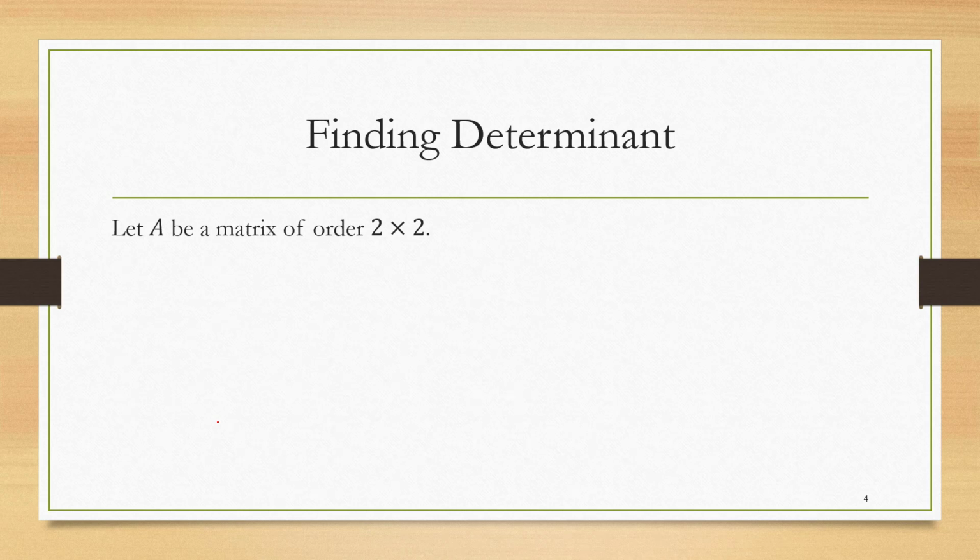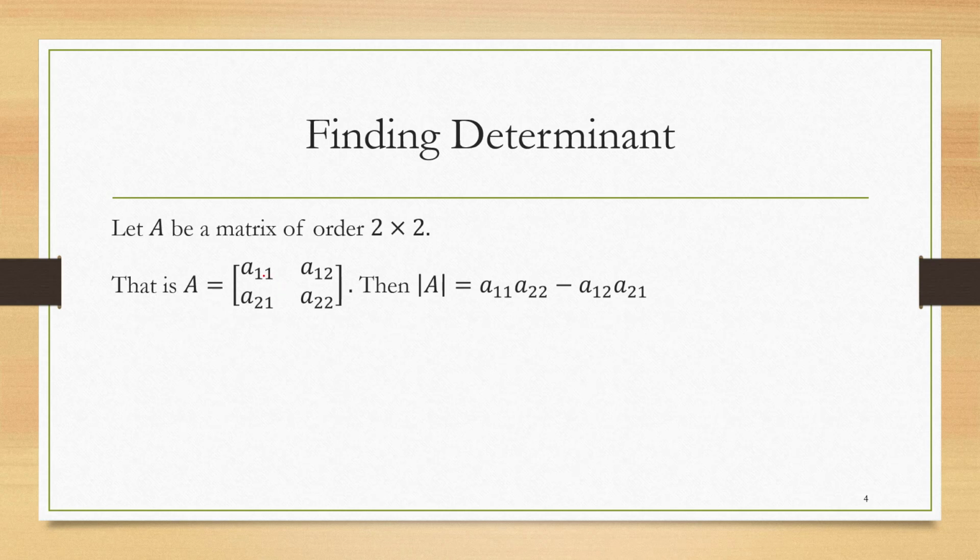Now let's move to 2 cross 2 matrix. So let A be a 2 cross 2 matrix given by A11, A12, A21 and A22. Then determinant of A is the product of the diagonal entries, A11 into A22, minus the product of the non-diagonal entries, A12 into A21.